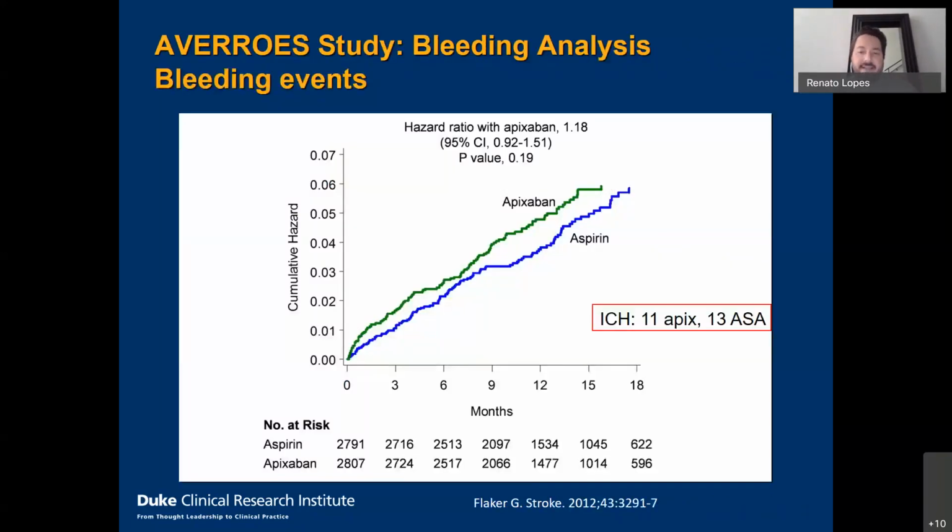But the most striking finding was this. The rates of bleeds were similar between apixaban and aspirin. And numerically, again, not statistically significant, but numerically lower rates of intracranial hemorrhage with apixaban versus aspirin, 11 versus 13. Again, small numbers, but very reassuring that you can use a NOAC like apixaban and you can be as safe as aspirin, but much more efficacious. So you keep the safety, but you are much more efficacious by reducing stroke by 54%.